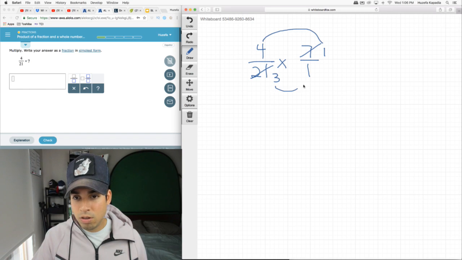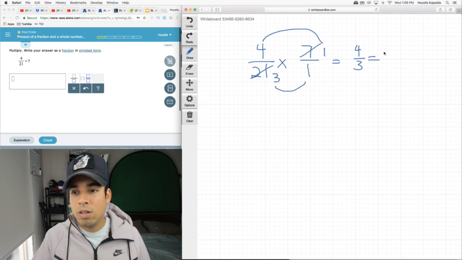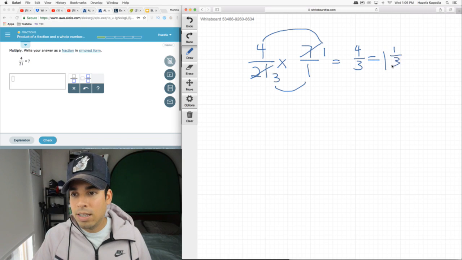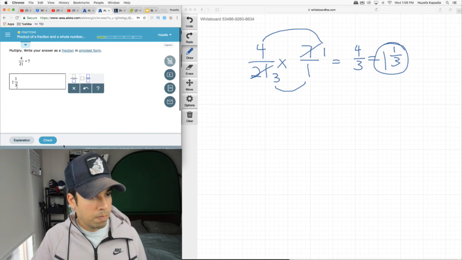4 times 1 and 3 times 1, we get 4 over 3. And again, same thing to simplify this or turn it into a mixed number. 3 goes into 4 once. And then what do we have left over up here? Well, we just have a remainder of 1 if we did that division, and that's what stays over the 3, and so it's 1 and 1/3.